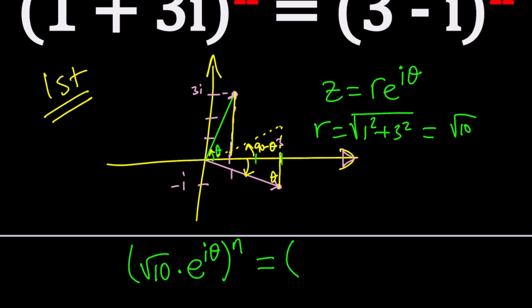Make sense? By the way, the r is the same for both of these. So it's going to be the square root of 10 again, but this time we're going to have i times, where theta is replaced with theta minus 90.